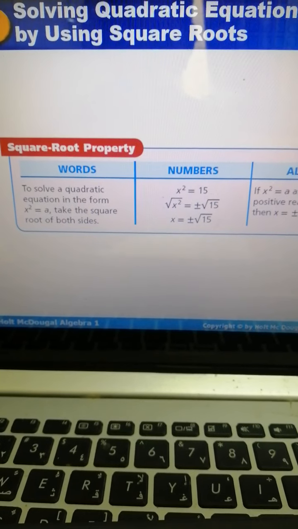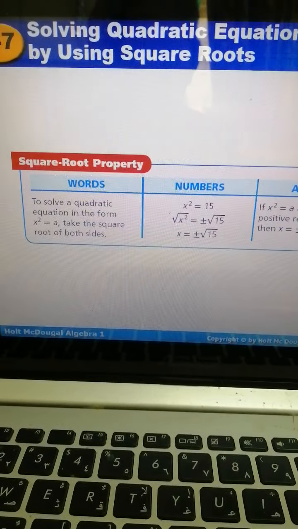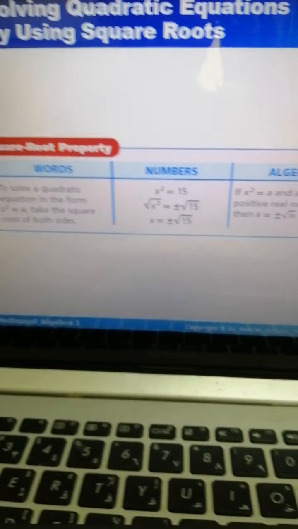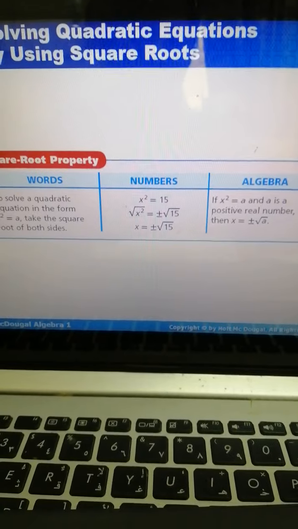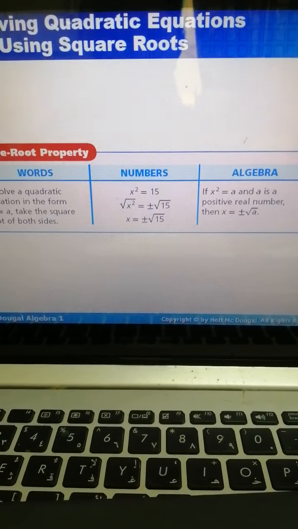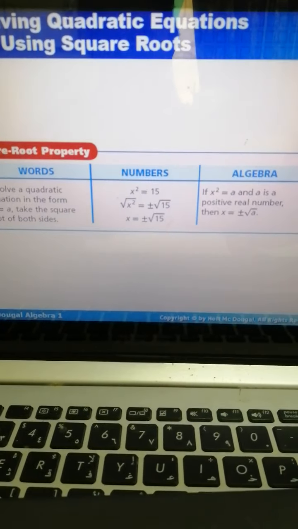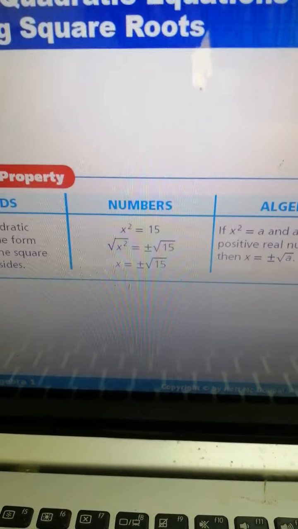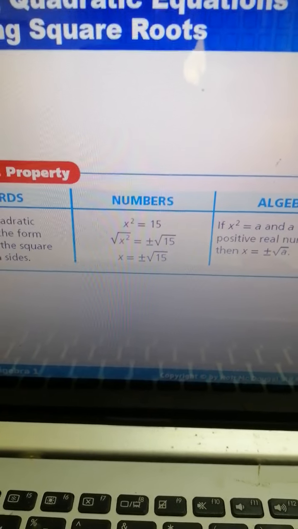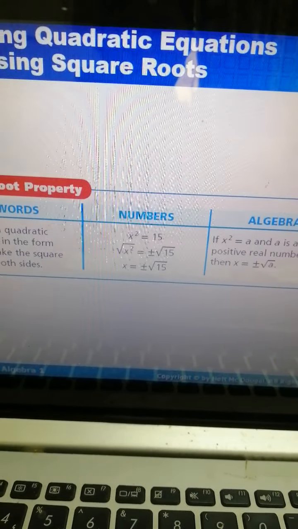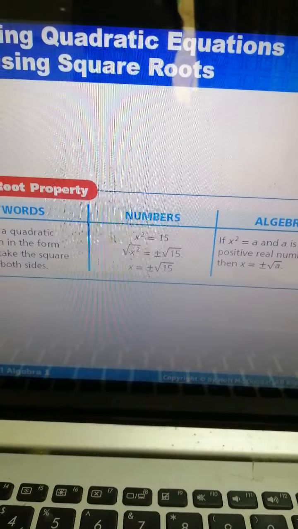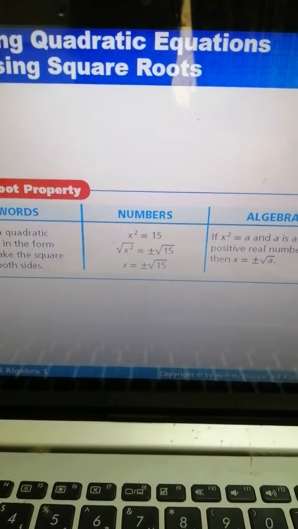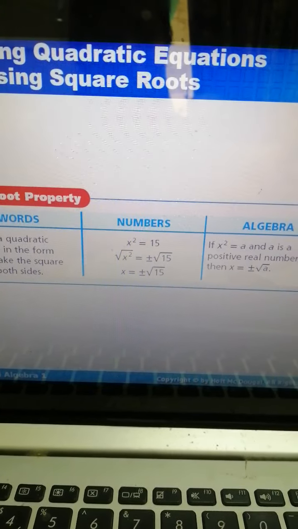Positive negative 3, or plus or minus 3. Okay, so to solve a quadratic equation in the form x squared equals a, you have to take the square root of both sides. In our quadratic equations, be sure that you isolate the variable with a square, so you can apply the square root property to both sides. So if you have x squared equals 15, take the square root of both sides, so it will be the square root of x squared is equal to plus or minus the square root of 15. We all know that 15 is not a perfect square, so you can just leave it inside the radical, or you can estimate it using your calculator in decimal form.